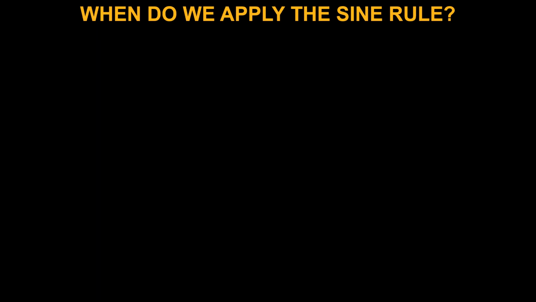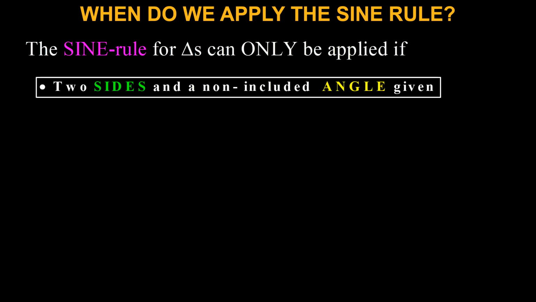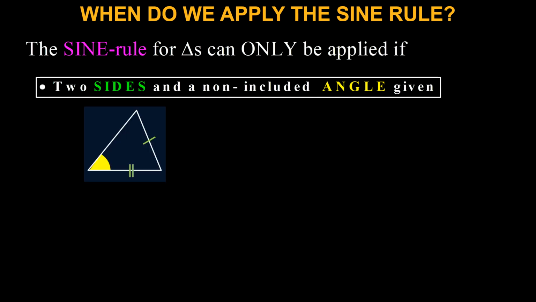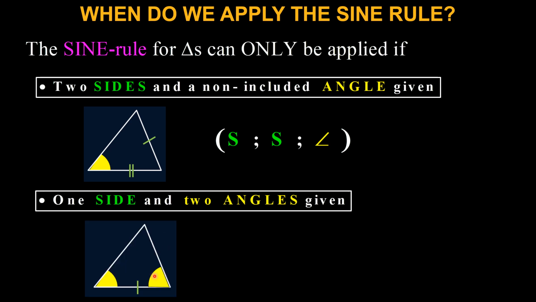Now let's look at the cases where the sine rule can be applied. The sine rule can be applied only in two situations here. If two sides and a non-included angle are given, so we have two sides, you can see there's two sides and the angle is not included. There's the angle, right? So it's two sides and a non-included angle. Or that we have one side only and two other angles. So we've got one side and two other angles there. So it's a side and two angles.